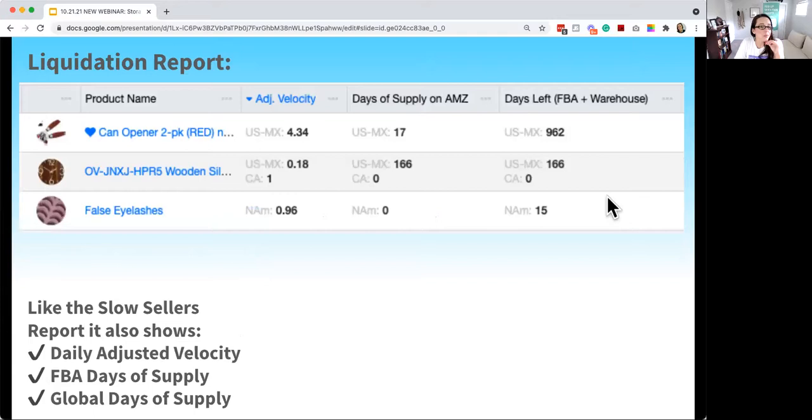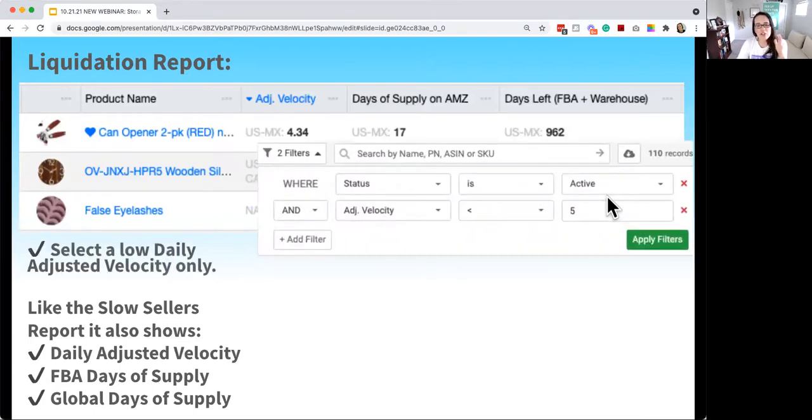Then you have the liquidation report. This is the losers report. This product is just not going. It's very slow selling. It's dragging us down. It's taking up storage space, and I'm just not going to stock it again. So why don't we just get rid of it as quickly as possible and move on? So that would be this report.